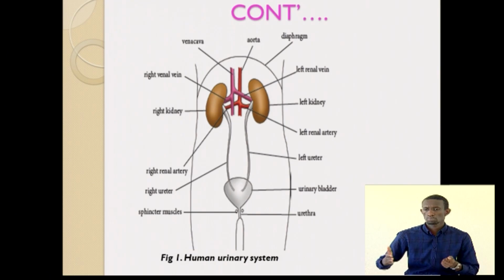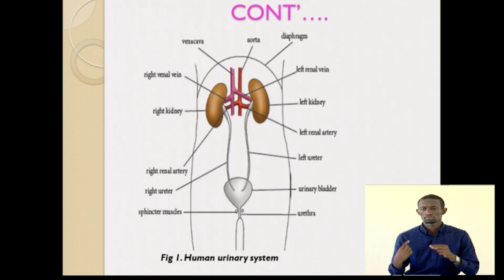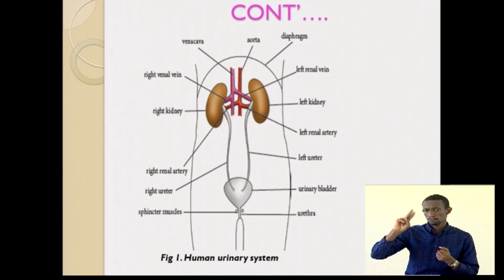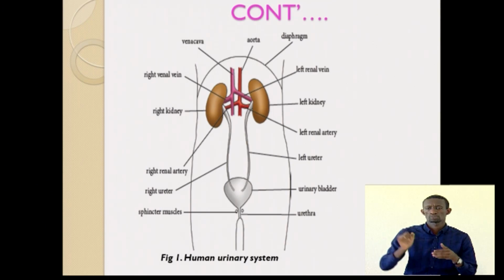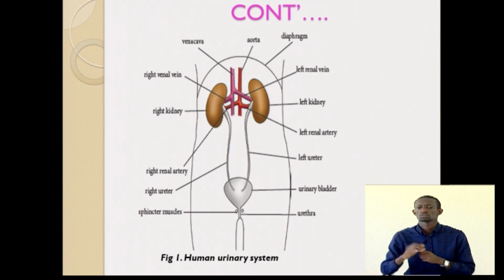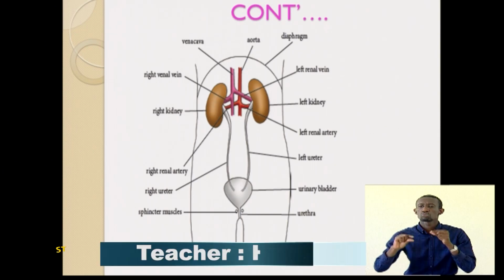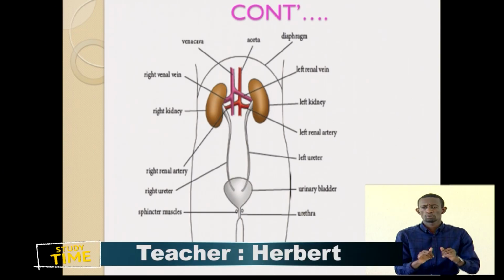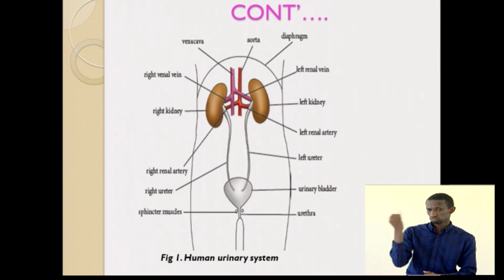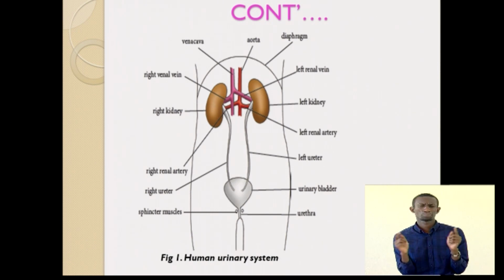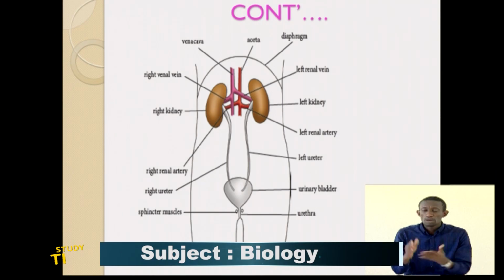We have the urinary bladder. We have the right ureter. We have the left ureter. We have the sphincter muscles. And we have a single urethra that conducts urine from the urinary bladder to outside of the body. So that chart is trying to summarize the parts of the urinary system. Student, are you following me?